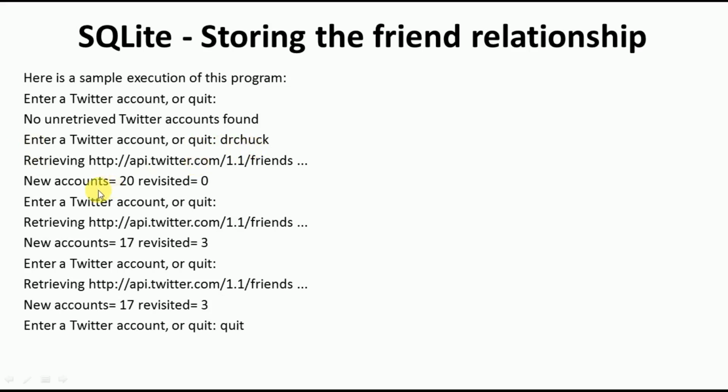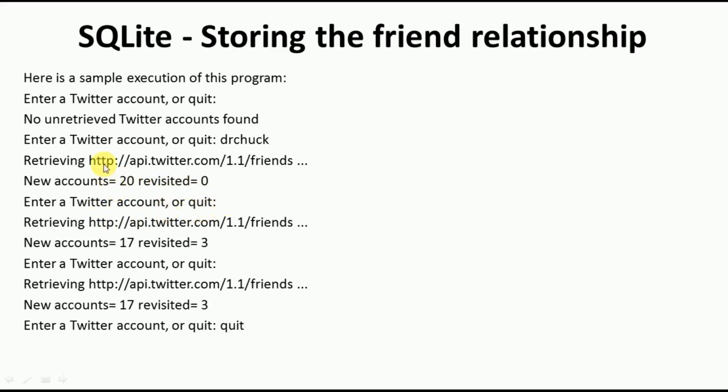So what happens is 20 new friends were retrieved, and then 0 revisited or old friends. So 20 friends will be inserted. In my explanation, I have taken 2 friends. Okay, and then in the next execution, we don't enter anything.